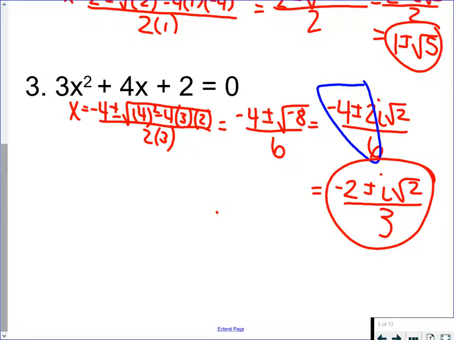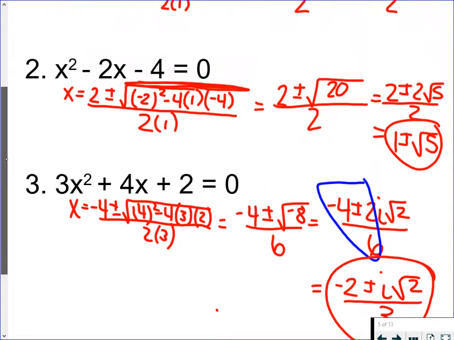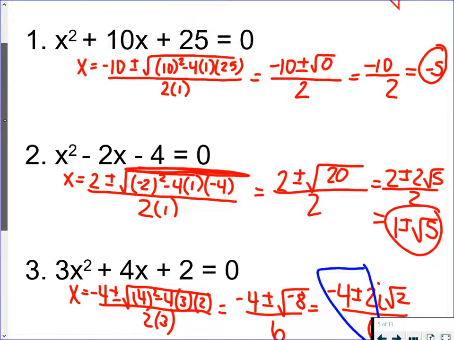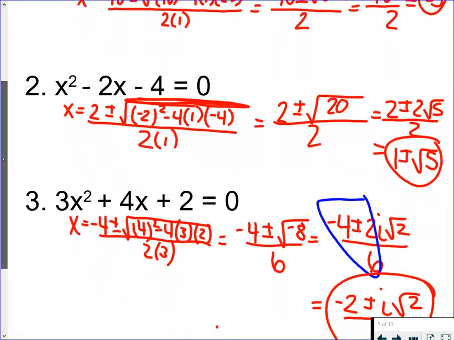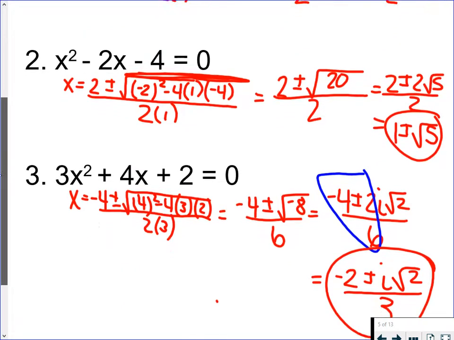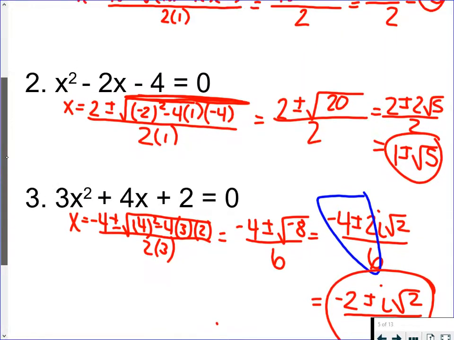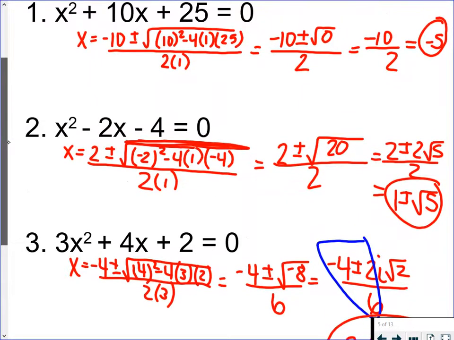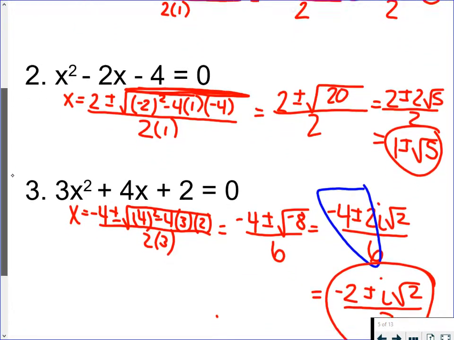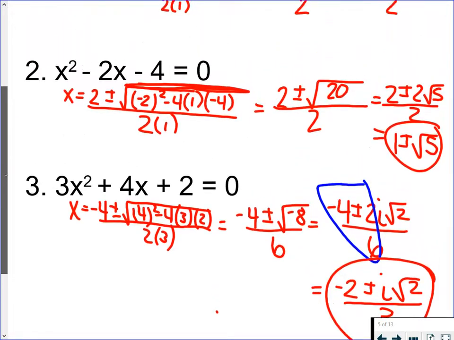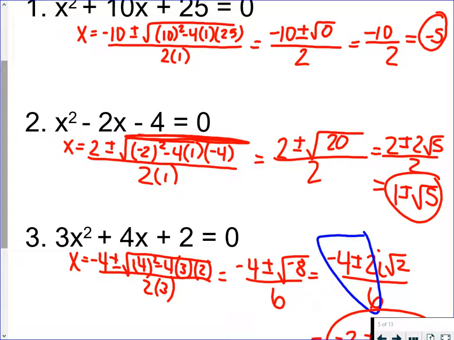Okay? So, all 3 of these answers are different. We got 1 answer. We got 2 answers. And we got 2 imaginary answers. One might say the first 2 are real. 1 real, 2 real, 2 imaginary. What do you think is going to tell us that?